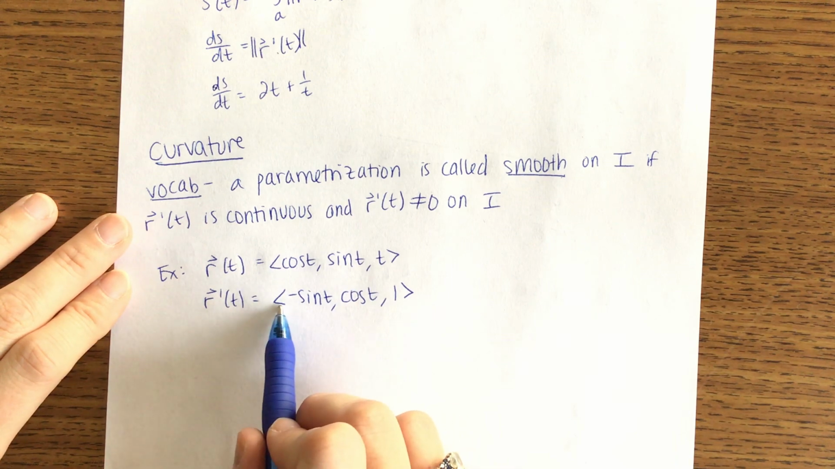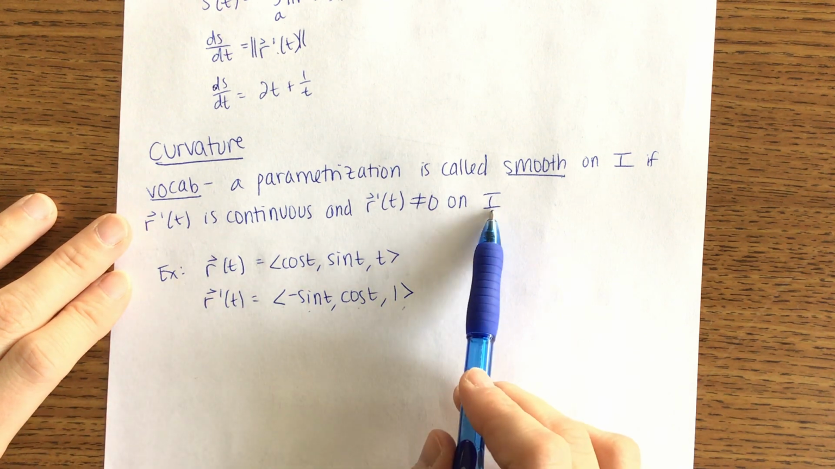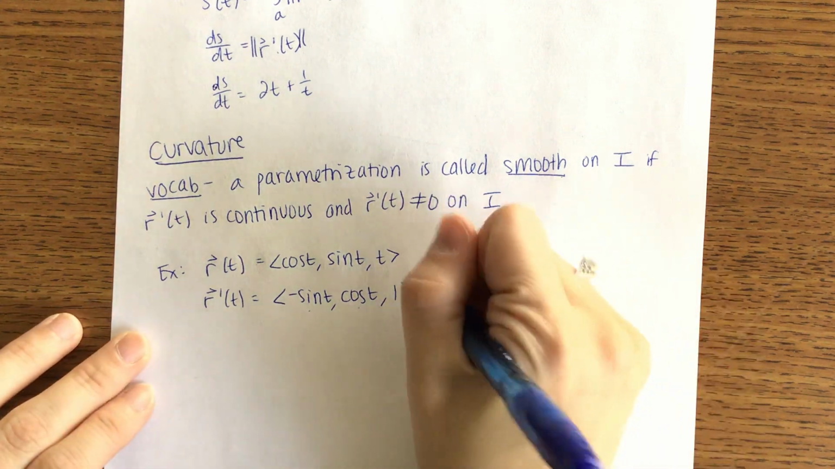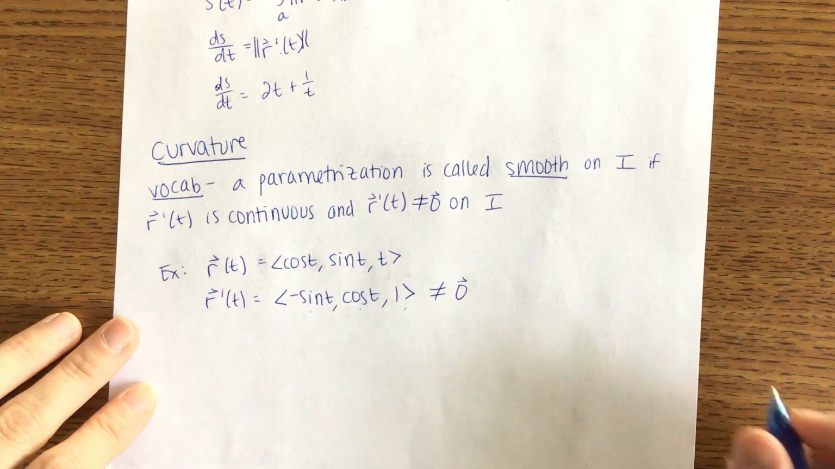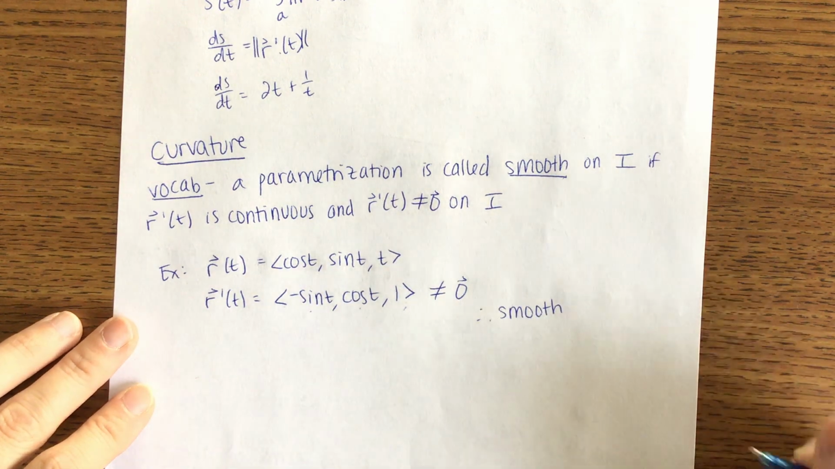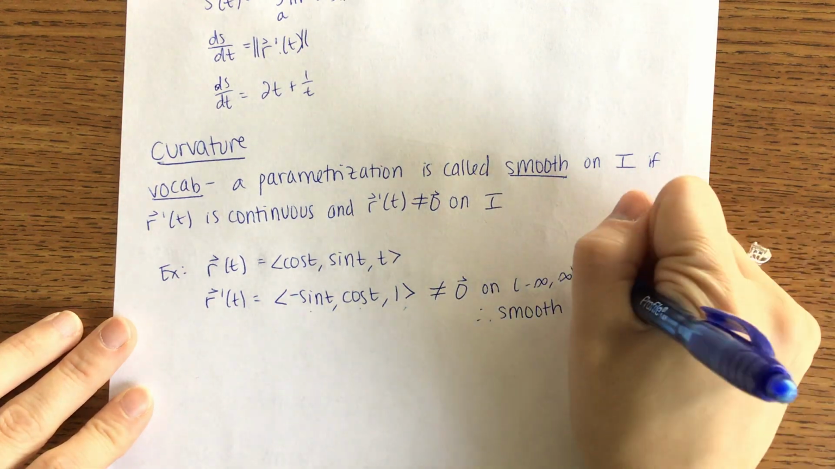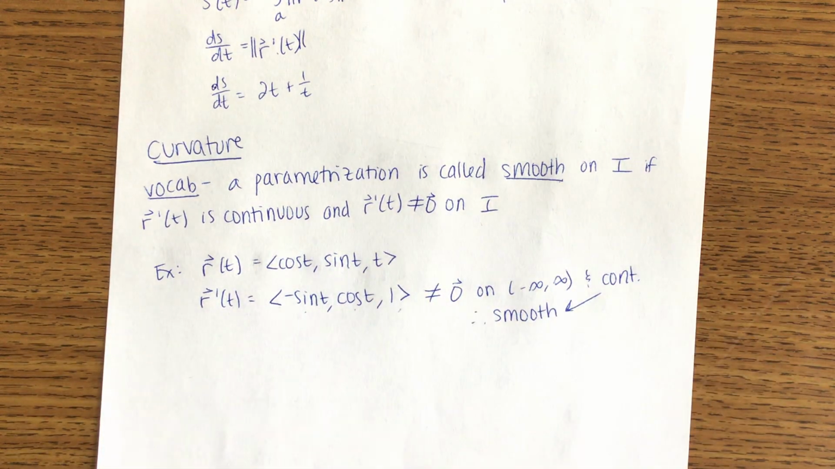First thing that we need to notice is this is continuous. All three components are continuous. Our interval in this case would make sense to be negative infinity to positive infinity. So always continuous. This will never equal the 0 vector. Hence, this curve is smooth. So it does not equal the 0 vector on negative infinity to infinity, and it's continuous on the same interval, telling us that the curve is smooth. With me so far? Okay.